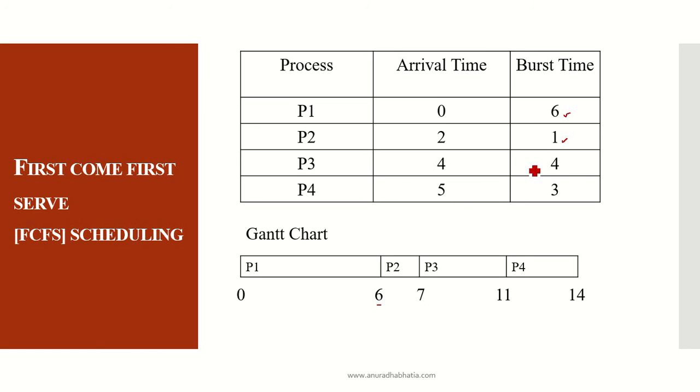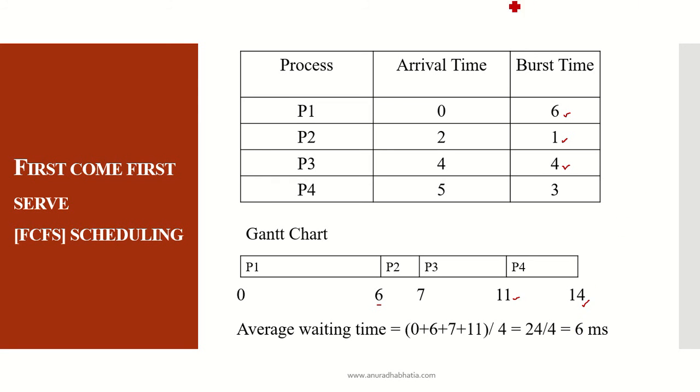And process P3 starts at 7 and runs for 4 milliseconds. So 7 plus 4 makes it 11. And at 11 my process P4 starts. So 11 plus 3 is 14. So total time these 4 processes run for is 14 milliseconds.